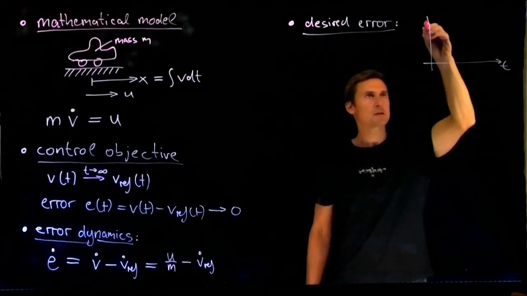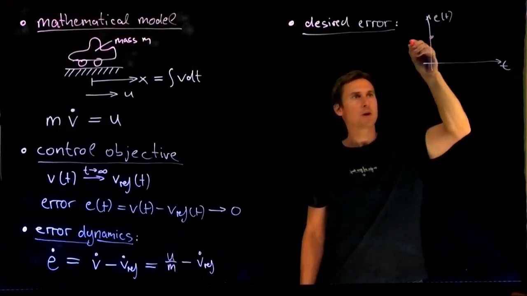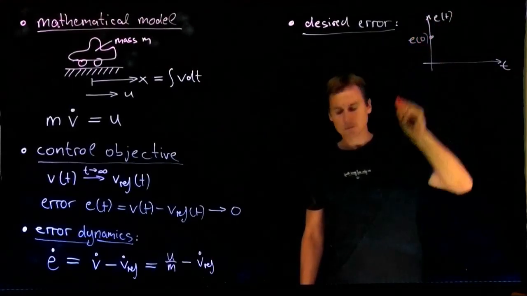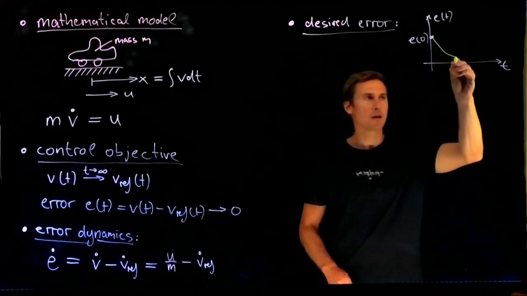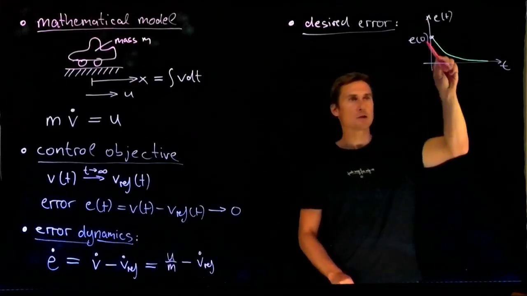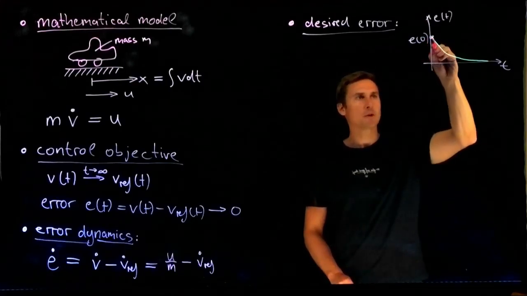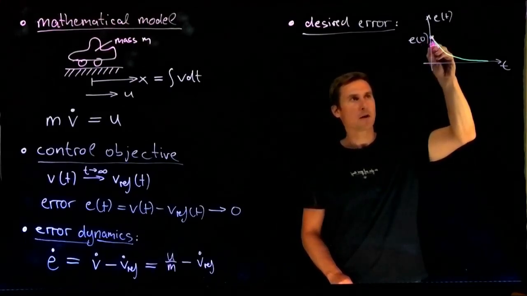Here's my time axis. Here's my error as a function of time. Here's my error at time 0. And what I probably want to have is that this signal is decaying exponentially, maybe with a certain initial slope. Say the initial slope here is given by a constant. Oh, sorry for that. It's given by k.